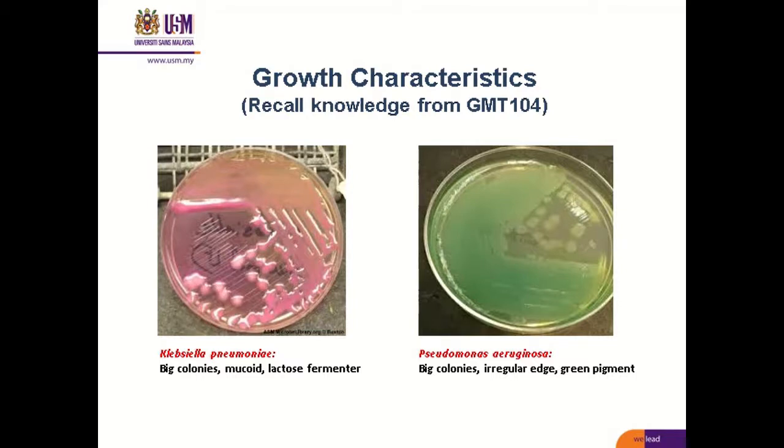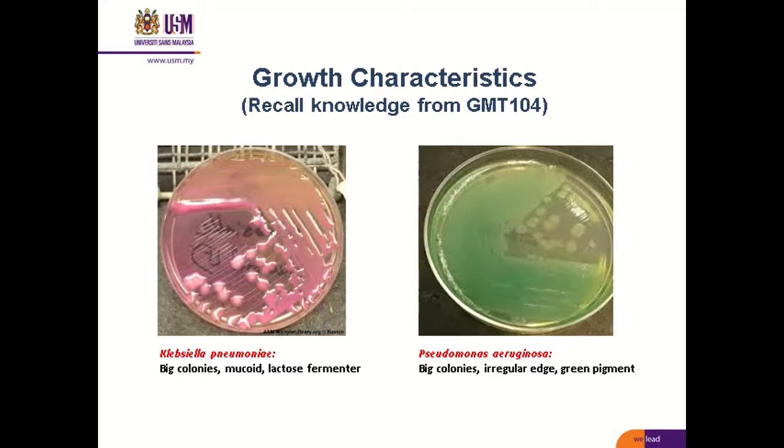On the left, you can see big colonies, mucoid and lactose fermenter. So from this bacterial culture on MacConkey, we can identify it as Klebsiella pneumoniae. But we need to further confirm with some biochemical tests.